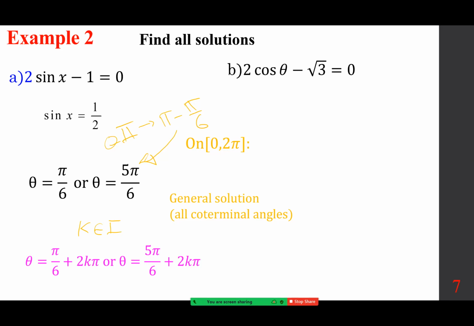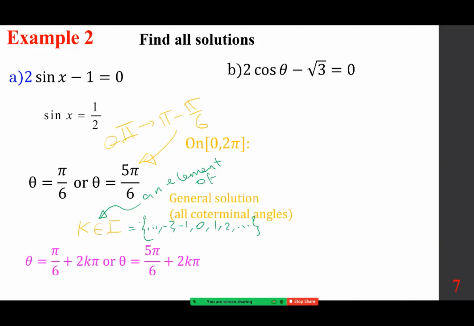This is an element of. This is how we read this. Looks like an epsilon and element of. So it belongs to the set of integers. Integers meaning 0, 1, 2, go to infinity, -1, -2, go to negative infinity.